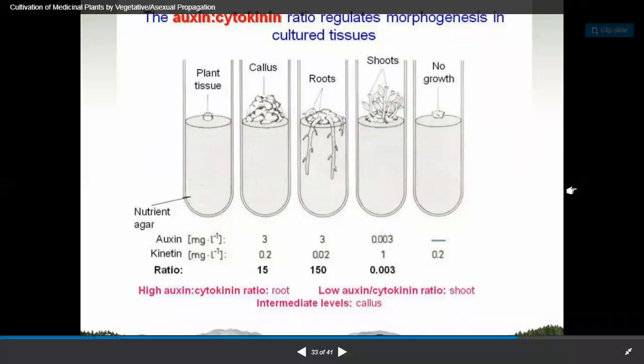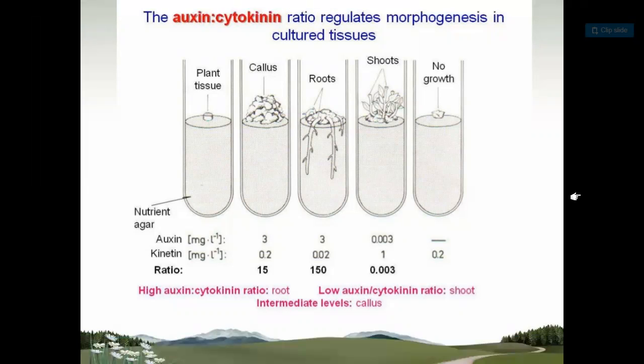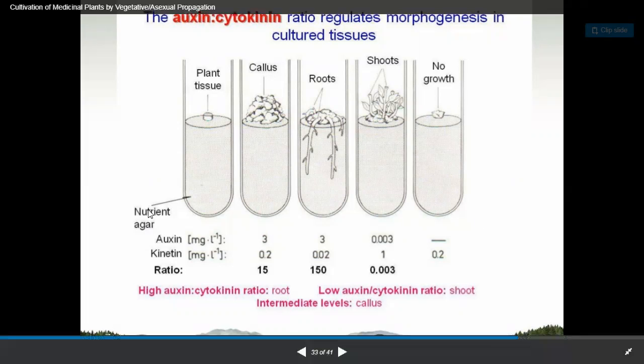Here the auxin cytokinin ratio regulates the morphogenesis of the cultured tissue. Morphogenesis means the development of the cells. The morphology of the plant will start growing. Leaves will grow, the stem will grow, and the root will also go inside, right? Here agar nutrient medium is given as the example. The plant tissue we have to keep in the test tube. This is the plant tissue, this is the nutrient medium.